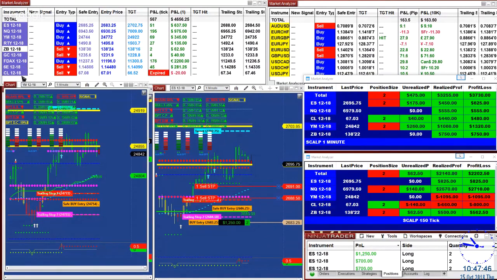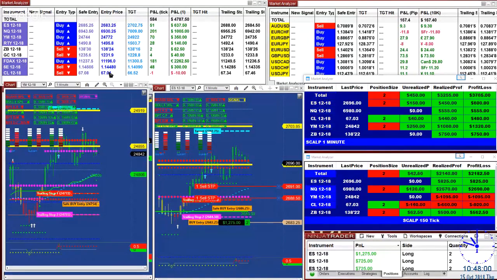Even on the market analyzer, the CL with the signal is not doing well. So the scalper on the CL is not doing well, and that system here is not doing well. So the CL, there is problems with the CL. You can see across the board here, the CL is not going anywhere.